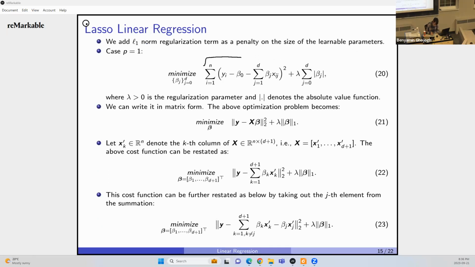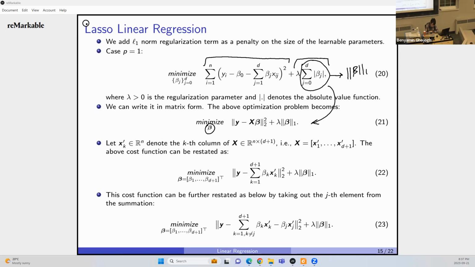So this is the actual cost of linear regression. But let's add L1 norm of the betas as the penalty. This is exactly L1 norm of beta, right? So in matrix or vector form, it's like this. Agreed? Where my optimization variable is vector beta, a d plus 1 dimensional vector.